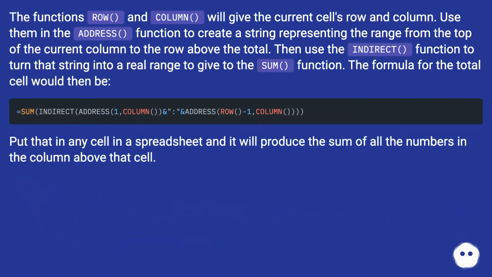The row and column functions will give the current cell's row and column. Use them in the address function to create a string representing the range from the top of the current column to the row above the total. Then use the indirect function to turn that string into a real range to give to the sum function. The formula for the total cell would then be, put that in any cell in a spreadsheet, and it will produce the sum of all the numbers in the column above that cell.